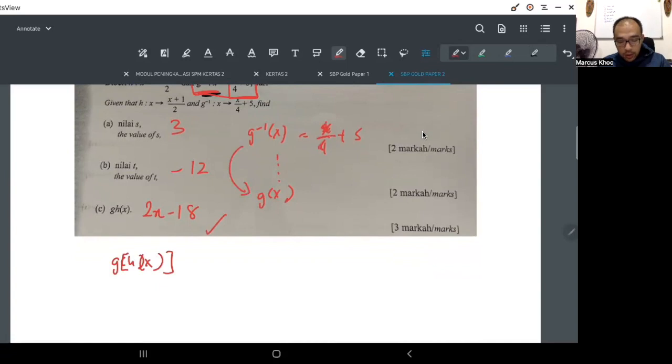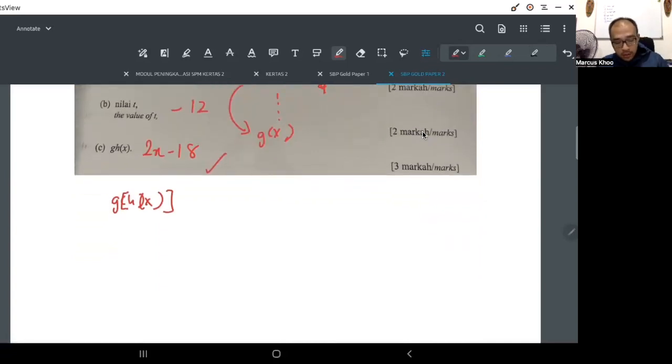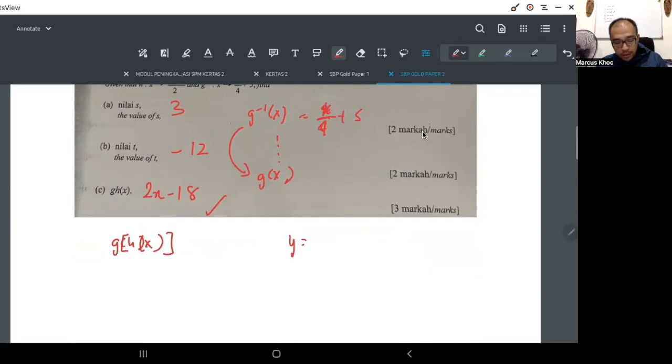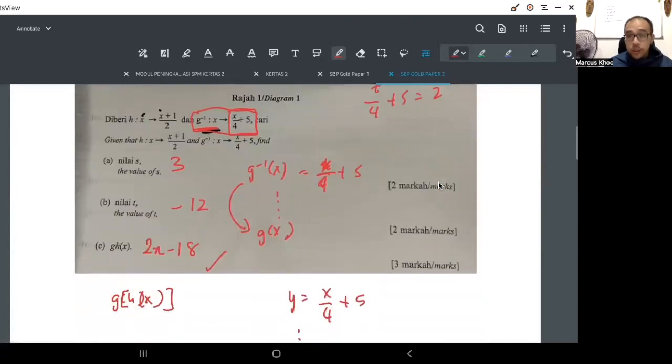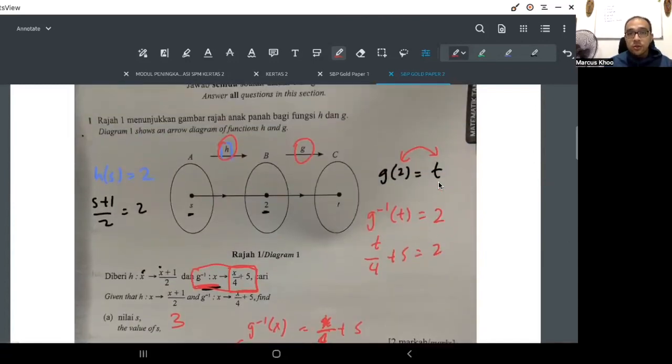In case you've forgotten how to inverse, I will usually put y equals x over 4 plus 5, and then change it so that it becomes x equals something. And then from the x, that's how I know that is the inverse function of the original function. So if your original is inverse already, you inverse the inverse, you get the normal one. So this is pretty straightforward. Of course it tests you on whether you know how to read the inverse function, how to read the arrow diagram. That's a very important skill.